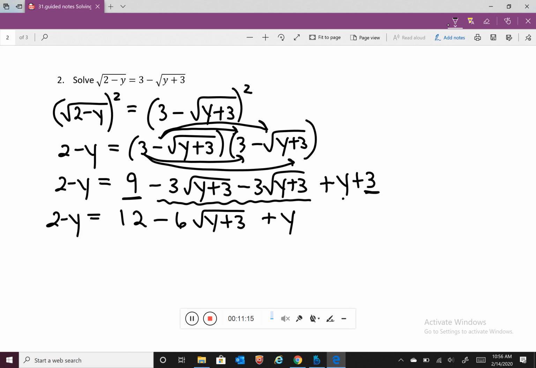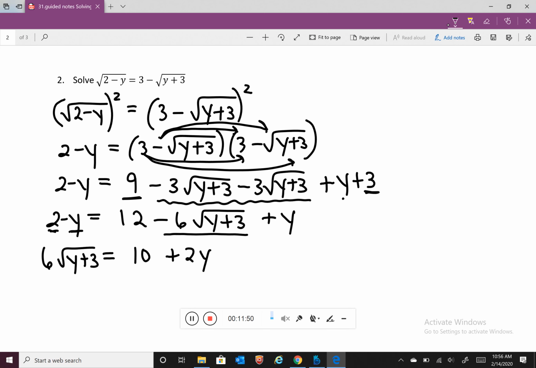We have made progress here in the fact that now we only have one radical. So we're going to isolate our radical. Because this is negative, I'm going to choose to bring it to the left-hand side by adding. So this becomes 6 times the square root of y plus 3. Notice we're going to subtract this 2, which gives us 10. And we're going to add this y, which gives us 2y.